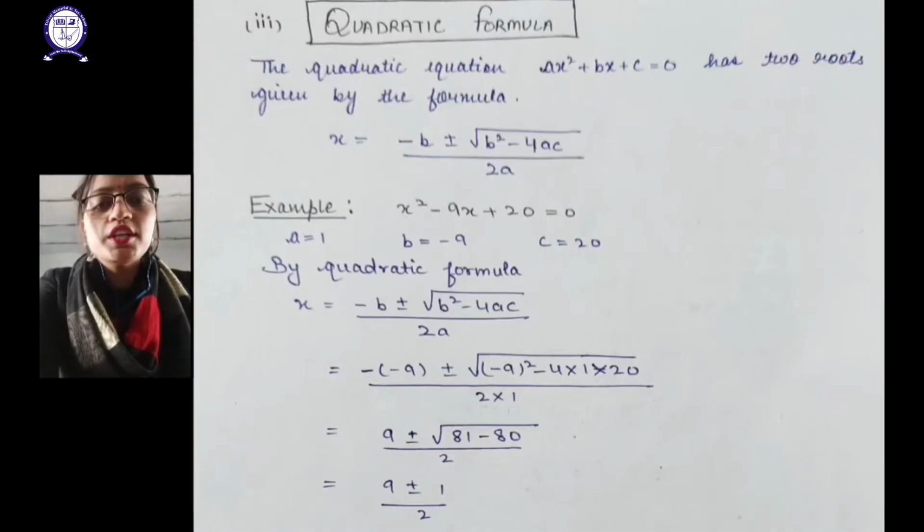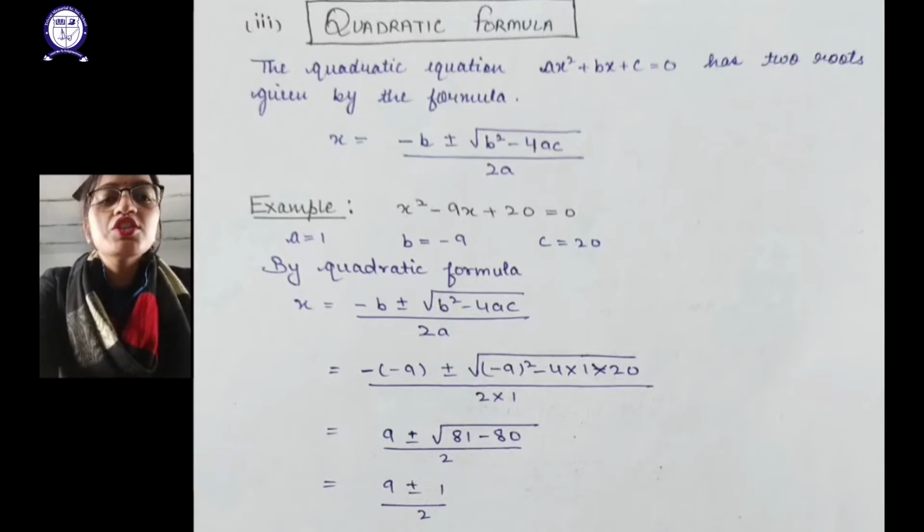Suppose we have a quadratic equation of the form ax square plus bx plus c equals 0, where a, b, c we all know are the coefficients and a can never be 0. Now the value of x, that is the zeros or the roots of the equation, can be given by the formula: x equals minus b plus minus under root b square minus 4ac, upon 2a. Now let's see how we will apply this formula in a question.